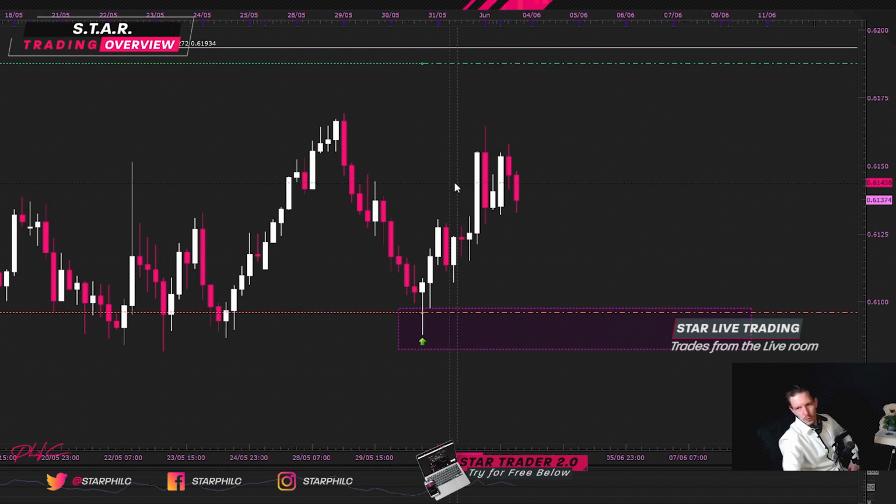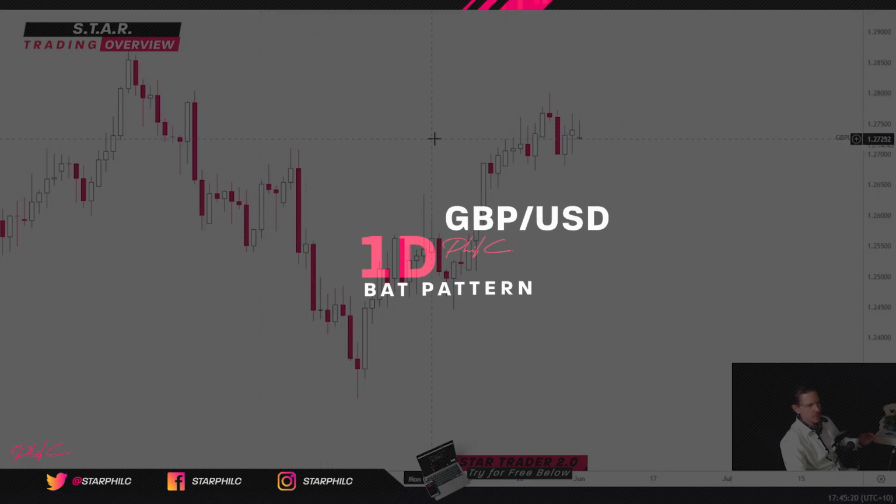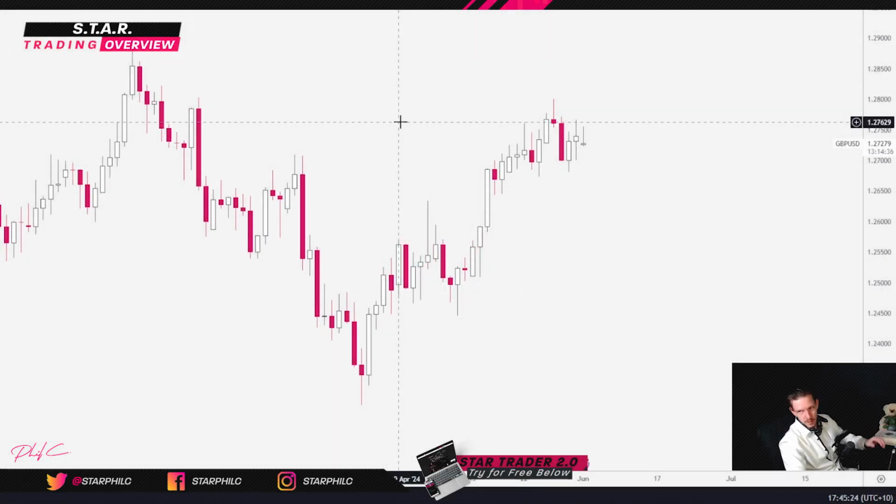Let's go over to the pound dollar. Now this is on the daily time frame. It gives you plenty of time to watch this trade play out. Well, this is a potential trade. So let's identify a potential 200 to 300 pip move.